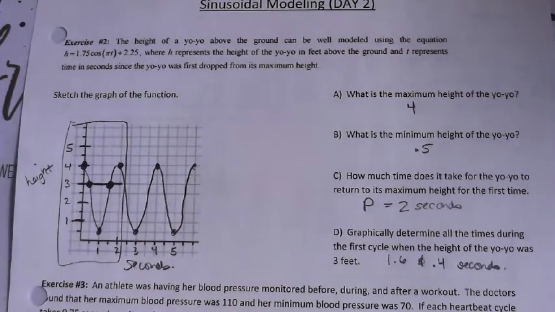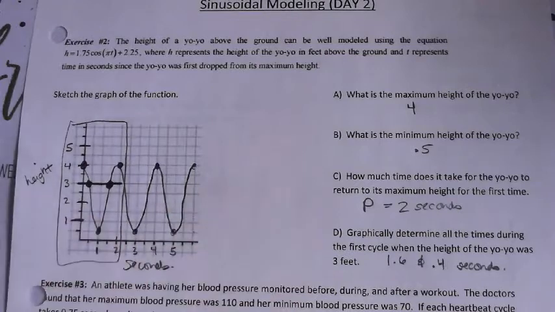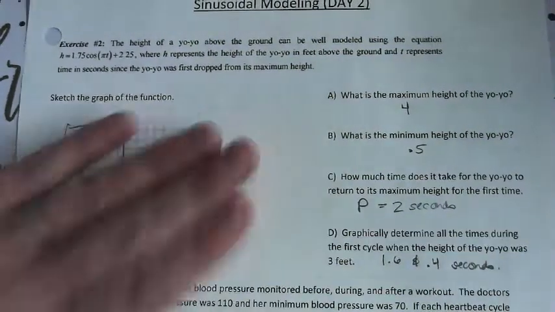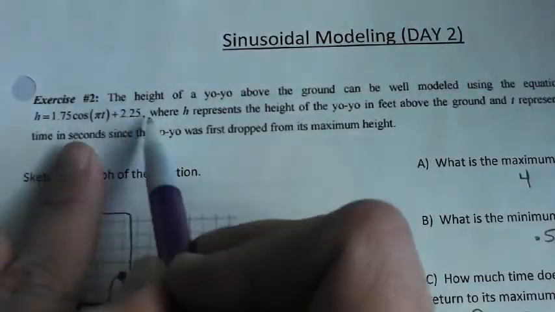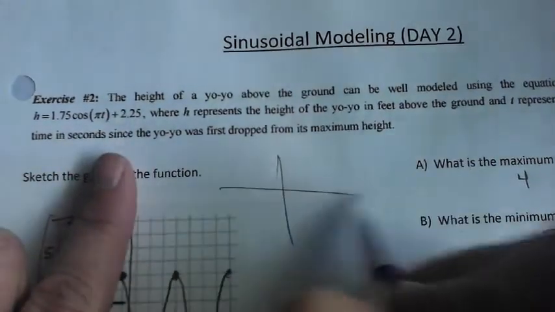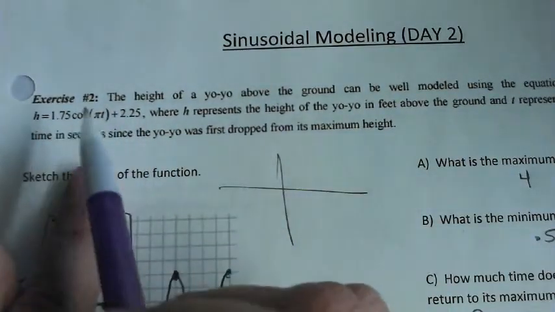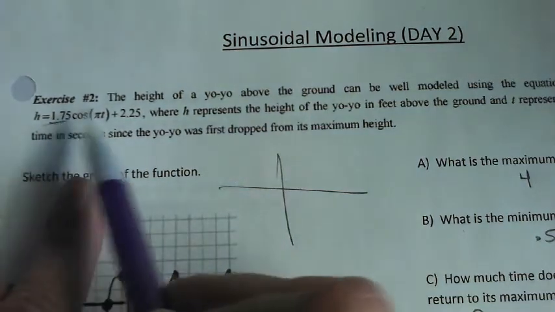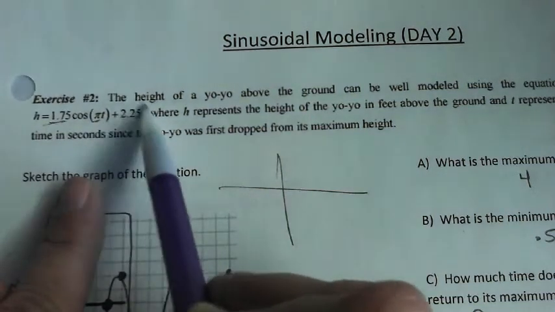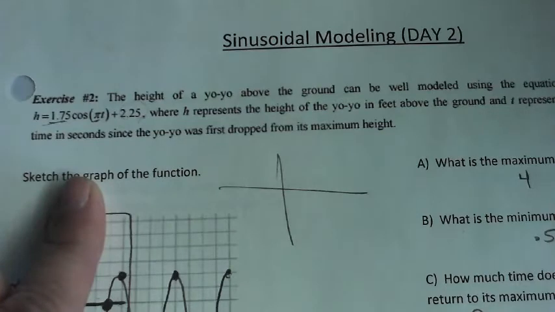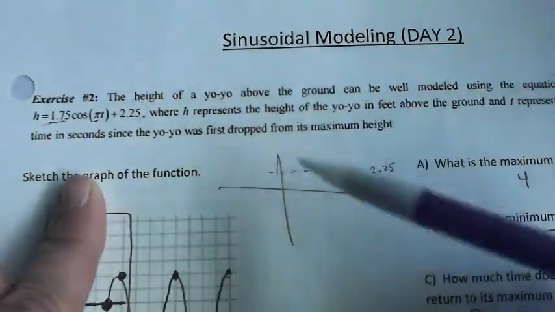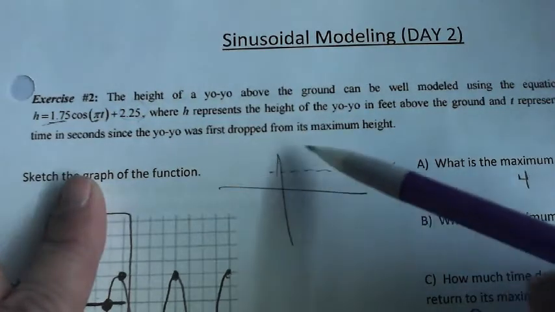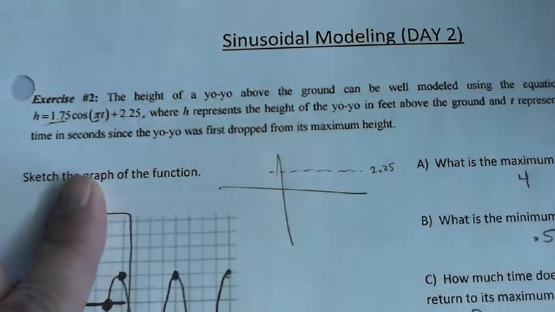Now, you should be able to answer those questions without that graph. And here's what I'm here to teach you. Because what's your midline just by looking at this? Knowing what you know about your format. This is your A value, this is your B value, and that's your D value. So what's your midline? 2.25. And this is going to oscillate above and below the midline by the amplitude.